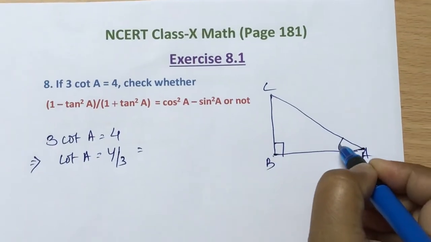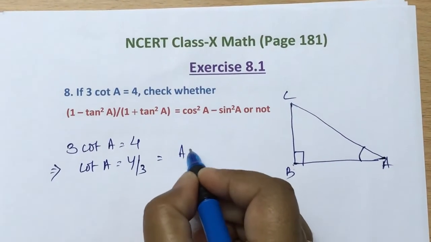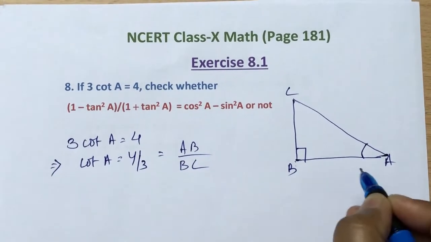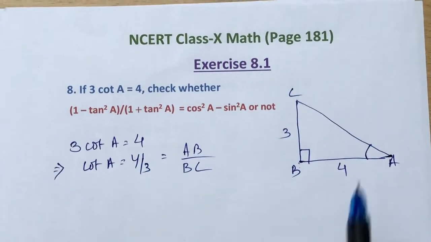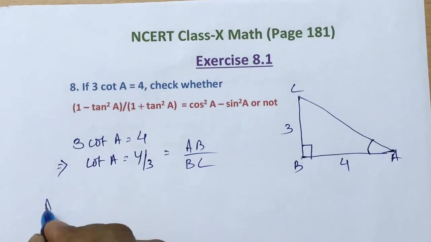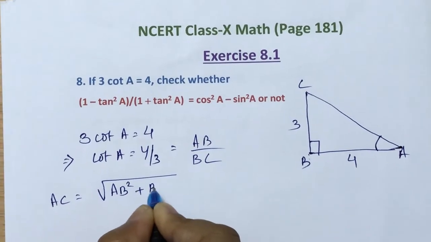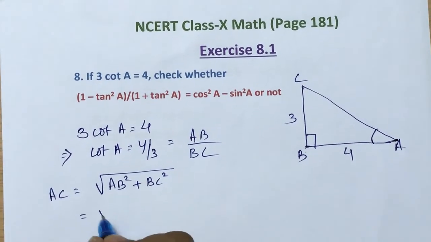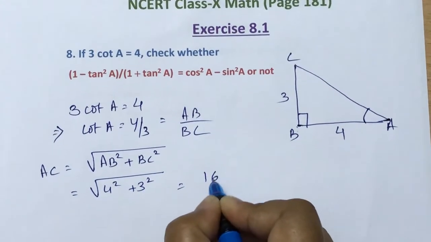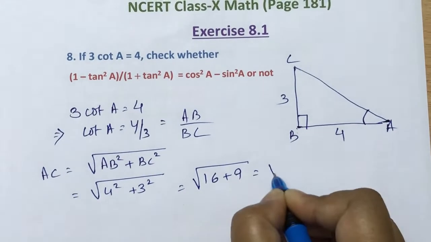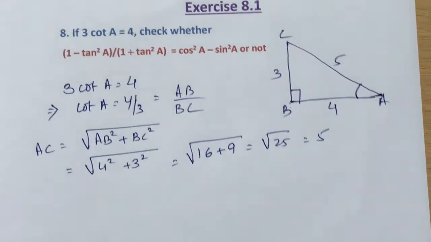If I am talking about this angle, so this is base, this is perpendicular, that means it is AB by BC. So now let me put this is 4 and this is 3. Clear? So again we have to find out AC. AC will be root over of AB square plus BC square. How much is AB? It is 4 square plus 3 square. So 16 plus 9. It is root 25, which is equal to 5. That means AC you have got 5.